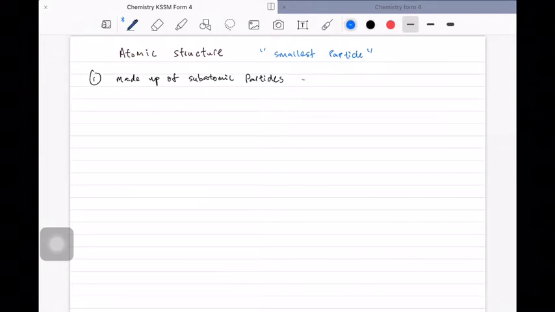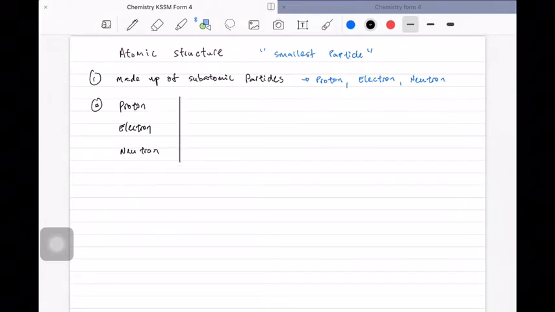Okay, which is proton, electron, and also neutron. Alright, now what is proton, electron, and neutron? Let's look at what is proton, electron, and neutron.